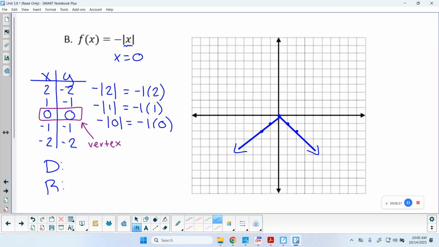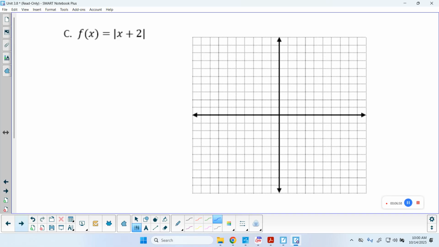Remember, domain, we can use any x value that we technically want. So the domain is all real numbers. For the range, because our graph is opening downwards, it means we are using all of these smaller y values. So our y values have to be less than or equal to the y of our vertex. Our vertex is 0, 0. The y value is 0.